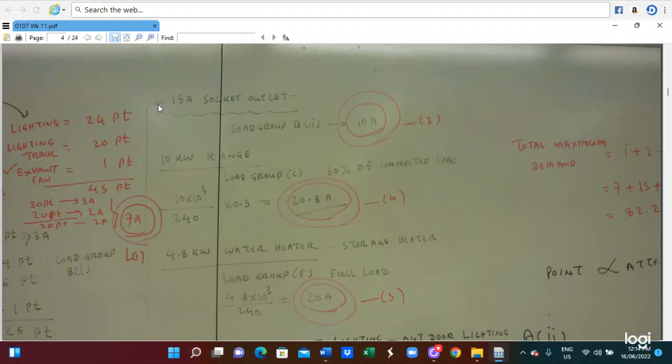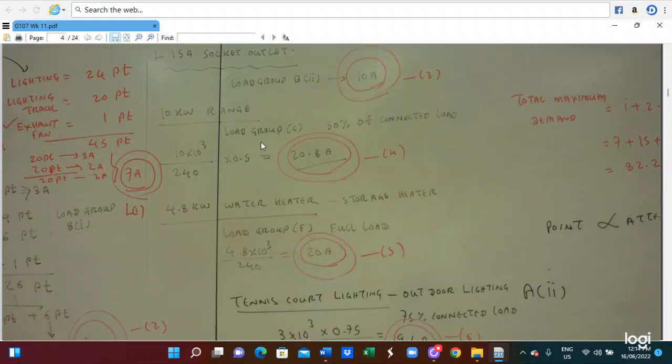Also, the 15 ampere socket outlet is in load group B2. We have to take the 10 kilowatt range, which is load group C. According to the rules for load group C, it is 50% of the connected load. So we calculate 10 kilowatt, 10 to the power 3, divided by 240, multiplied by 0.5, and you get 20.8 ampere.